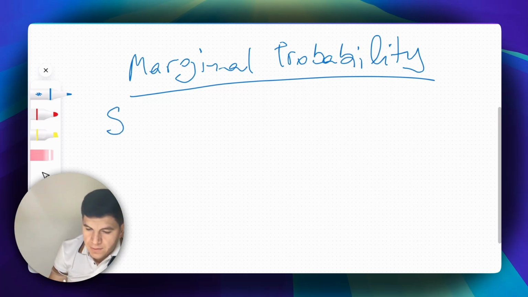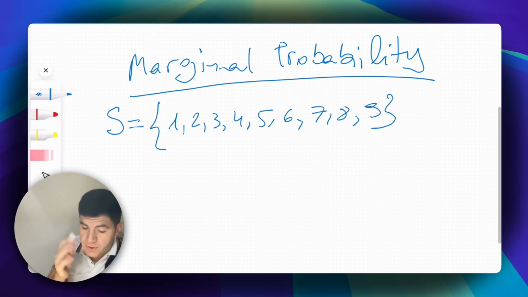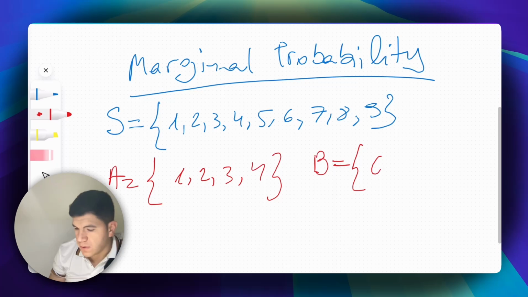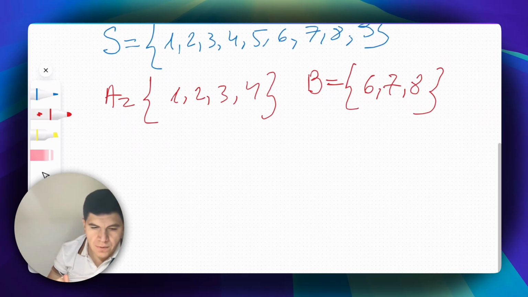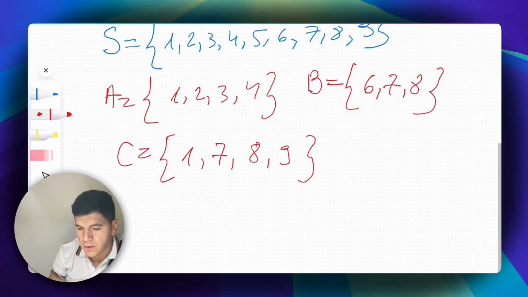Let's say we have a sample space of natural numbers from 1 till 9: 1, 2, 3, 4, 5, 6, 7, 8, and then 9. And we have three different events. Event A has natural numbers 1, 2, 3, and 4. Then we have event B, which includes 6, 7, and 8. Then we have event C, which includes 1, 7, 8, and 9. So, randomly selected natural numbers.